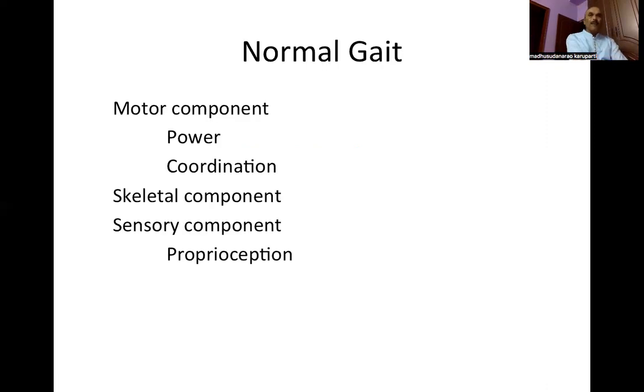Well, normal gait depends on various components. You should have the motor component, that means you should have normal muscle with adequate strength, that is power and coordination, which is brought about by the motor neurons. This includes the upper motor neuron, which extends from the motor cortex and the premotor gyrus, and the fibers extending from the nerve cells located in the motor cortex down to the anterior horn cell.